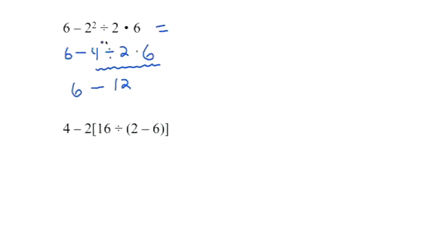So notice, contrary to what you may think, you don't always multiply before you divide. Sometimes you divide first. Finally, to get the final answer, let's rewrite this as an addition problem. 6 minus 12 is the same as 6 plus negative 12. By now, you probably can see that 6 plus negative 12 is just negative 6.